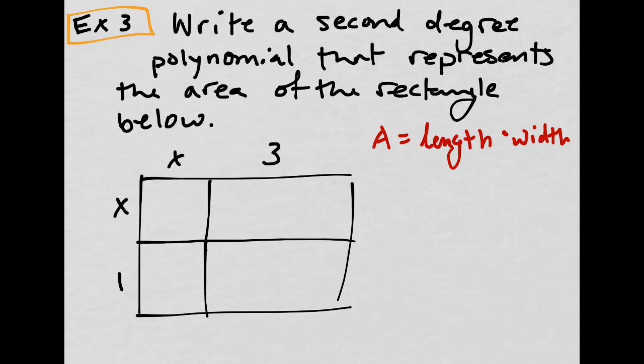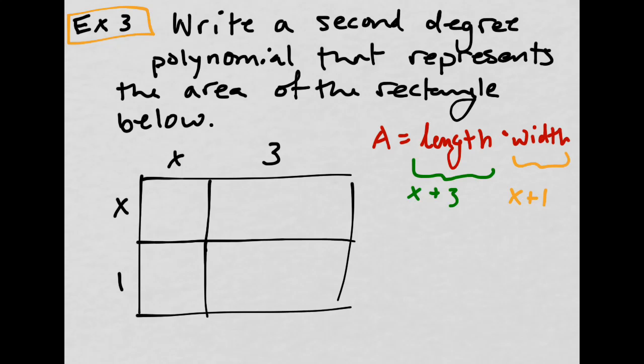What's the length of this? Well, that would be x and 3. If this distance is 3 and this distance is x, then added together, that would be the whole entire distance. So the length is x plus 3. And then what's the width? Maybe pause it and think of it, write it down. The width is x plus 1.